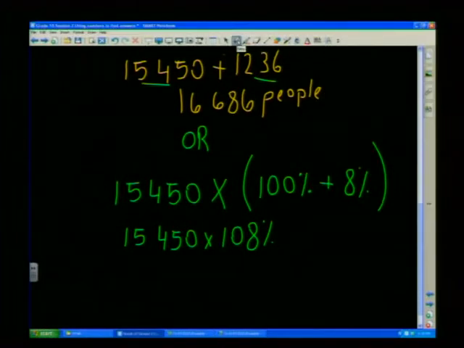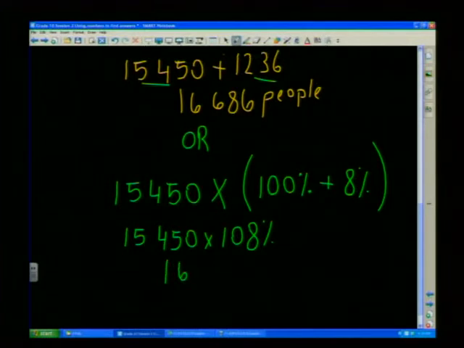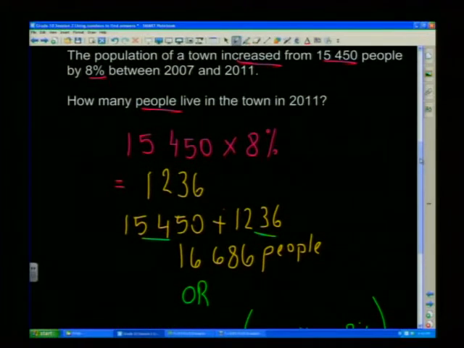What color was I using? I was using green. So that is 16686. So that's just showing you one way. Now I'm going back to the question to see, have I actually answered the question? And the question is, how many people live in the town in 2011? So I have answered the question, so that's perfect.